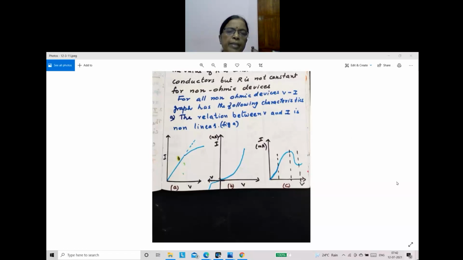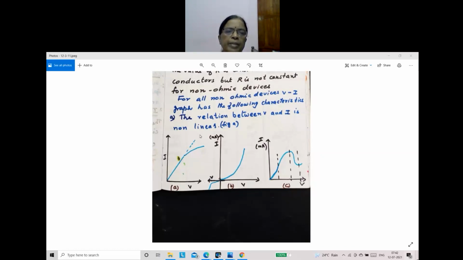Does anyone know what is the nature of the VI graph when a material obeys Ohm's law? Straight line. It will be a straight line. See, this VI graph will be a straight line when they are directly proportional. So actually, if a material obeys Ohm's law, we get a straight line.